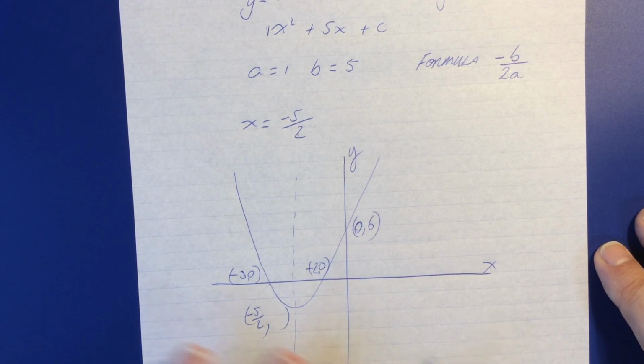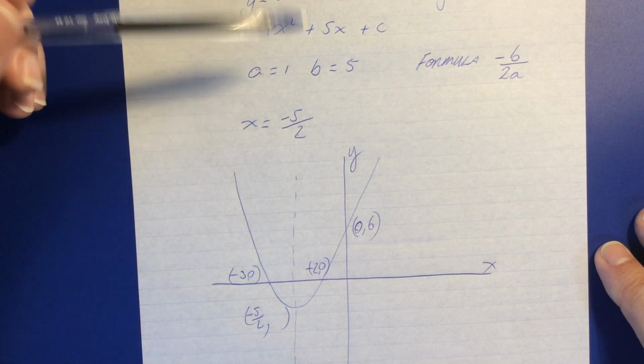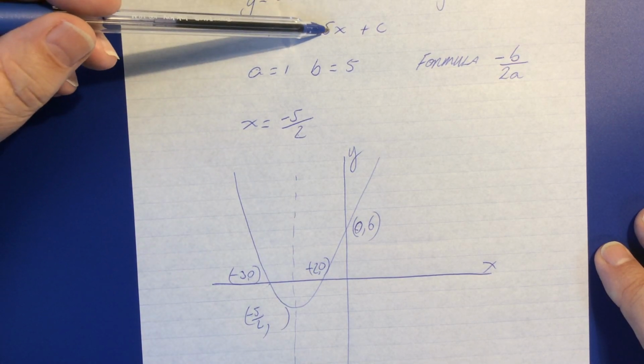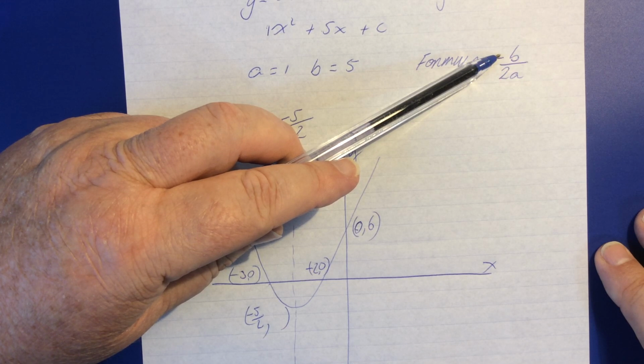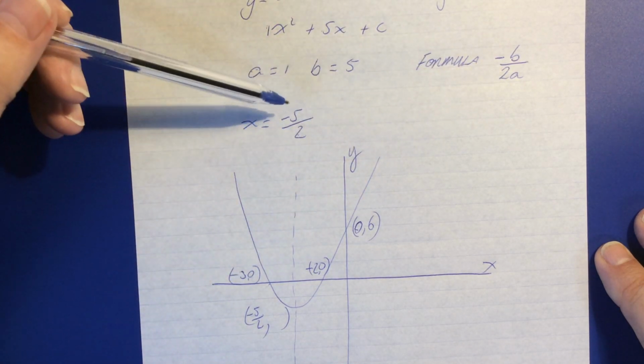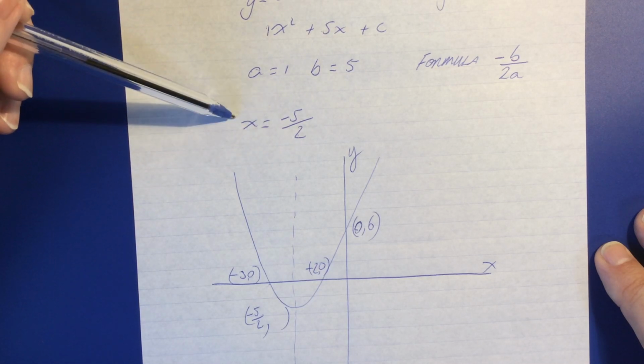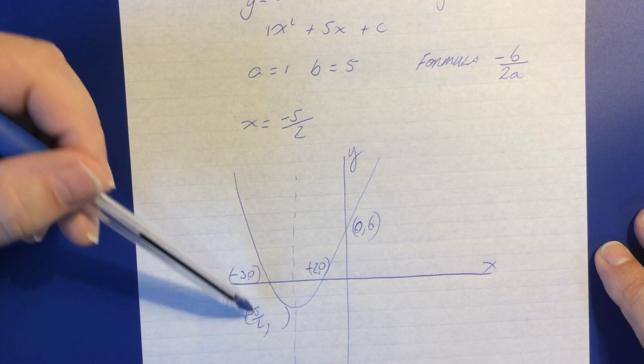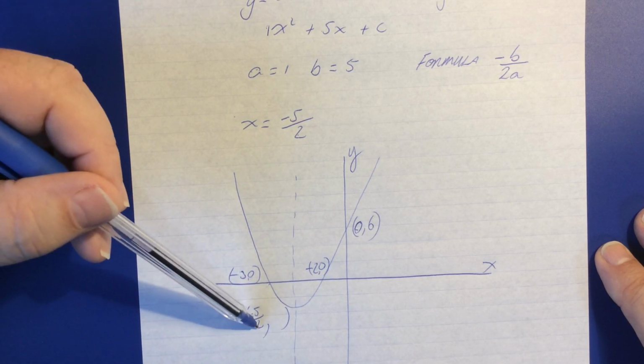So I chose a really pleasant quadratic to work with, and the result is that hopefully it looks nice and simple. So just to recap, we take this number, put it there, make it negative. We take this number, put it there, multiply it by 2, and that gives us the x-coordinate of our turning point. And I've written it down here, negative 5 over 2.